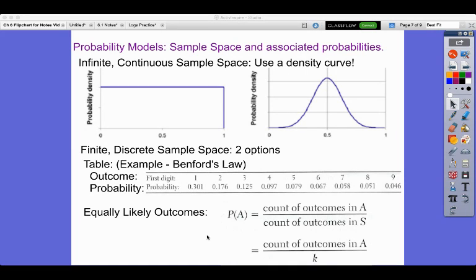So probability models, you have your sample space and your associated probabilities. So up here, my sample space is all that range of numbers. Here, my sample space is that range of numbers, and the probability is listed up here. Okay. Finite, you can have a discrete sample space, so you list your discrete outcomes and the associated probabilities, or things can be equally likely.